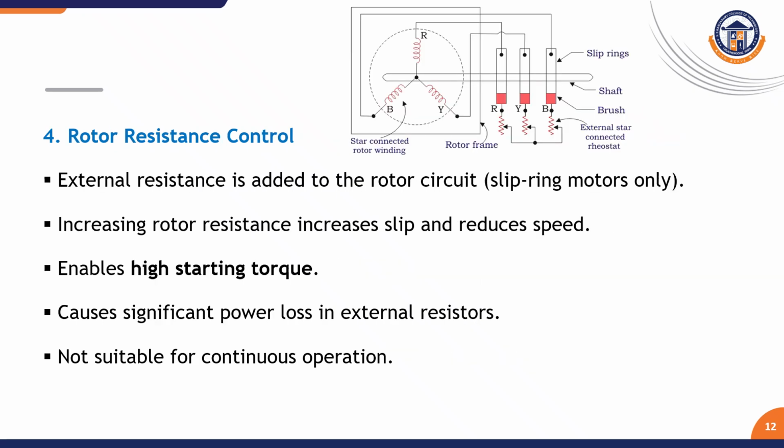The next one is rotor resistance control. Here the slip rings are connected to the rotor circuit, which is in turn connected to the external resistance. By varying the resistance, the rotor speed can be controlled. It is not suitable for continuous operations. The disadvantage in this rotor resistance control is that it has significant losses in the external resistors.